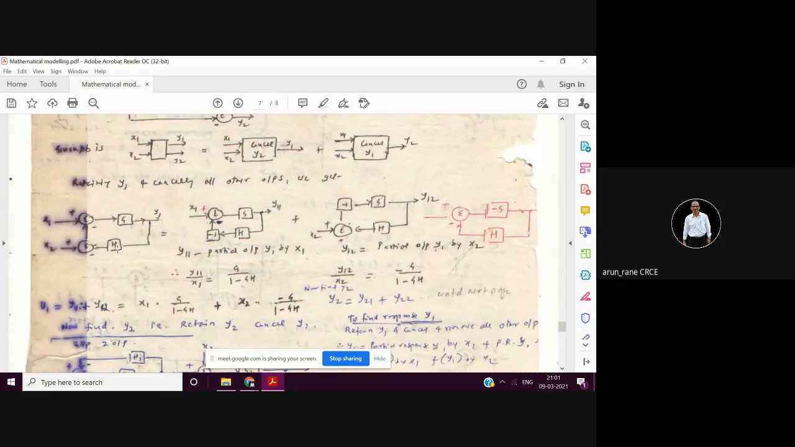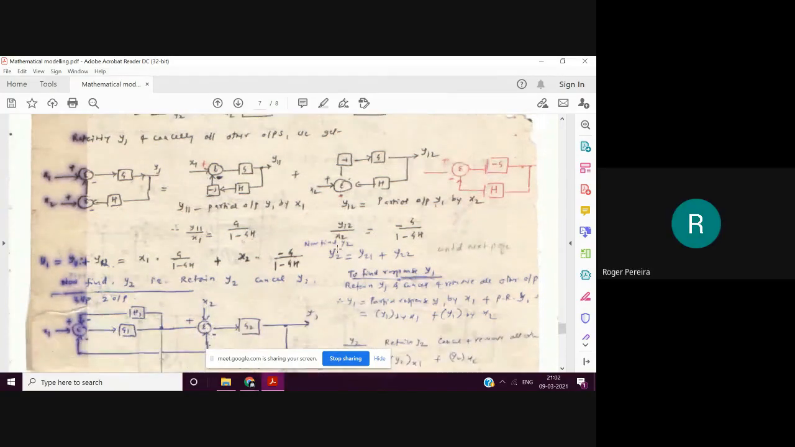So this is equal to y11. What does y11 mean? X2 we are ignoring, we are considering x2 as 0. So you get this, plus here we are considering x1 as 0, we are considering only x2. You understand? This diagram we split into this.